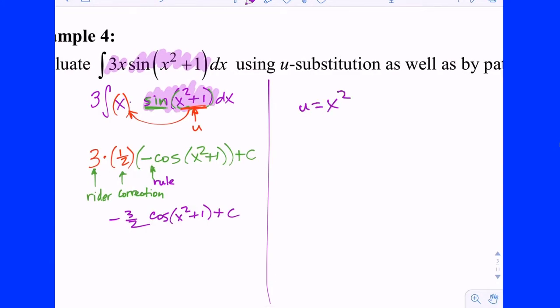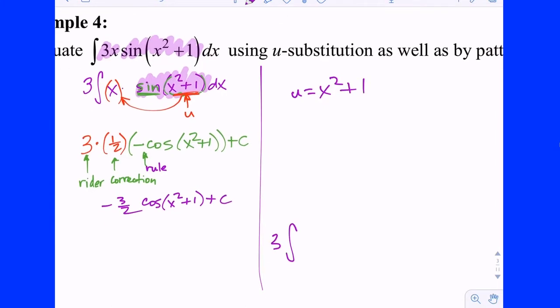U would equal x squared plus 1. All right, so down here, I'm going to have my 3 out front already, and I'm going to replace the sine part with sine of u. So what's left to replace? Well, I need to replace my x dx. The 3's going along for the ride, even in u substitution. But now I'm looking to replace my x and dx.